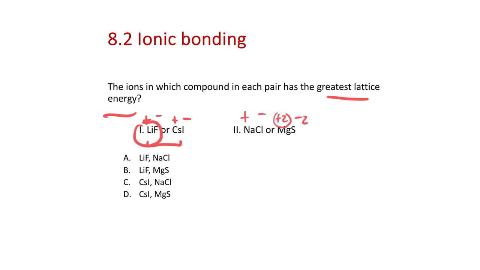So we have to be able to work out these charges, because really seeing these charges is what's important. MgS having greater magnitudes of charge makes it have a greater lattice energy. So more energy is required to separate the ions in magnesium sulfide than NaCl, and then more energy is required to separate the ions in LiF than cesium iodide.